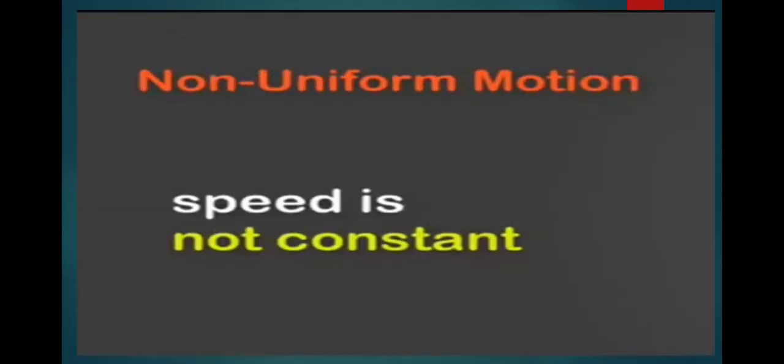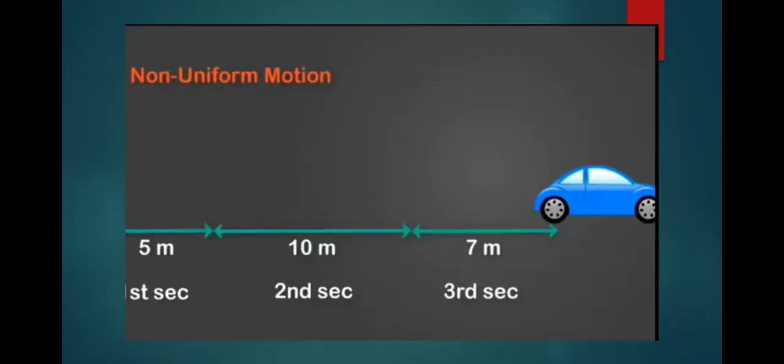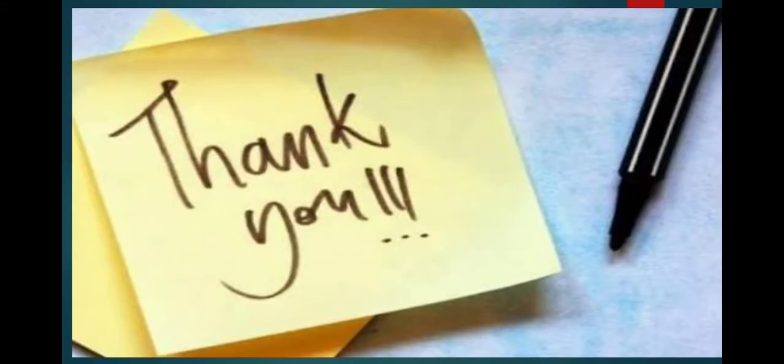Let's take an example. A car is traveling 5 meters in the first second, 10 meters in the second second, 7 meters in the third second. So can you see that the distances traveled every second are unequal here. So the speed is changing, and in non-uniform motion the speed is not constant. Let's put uniform motion and non-uniform motion on the concept board.